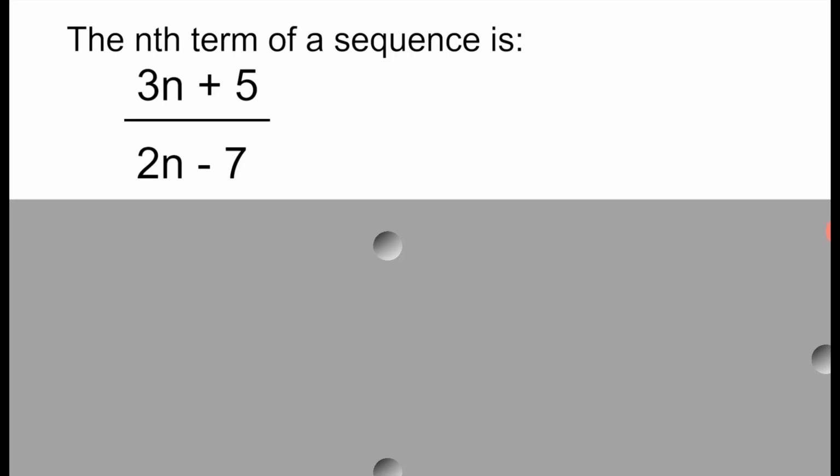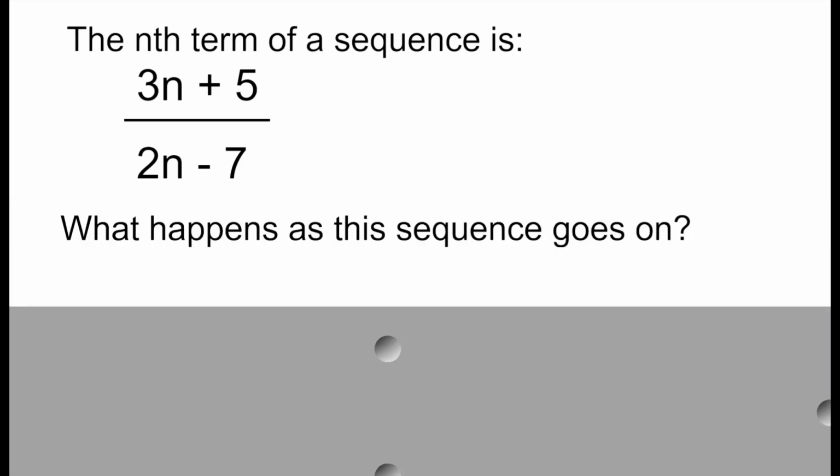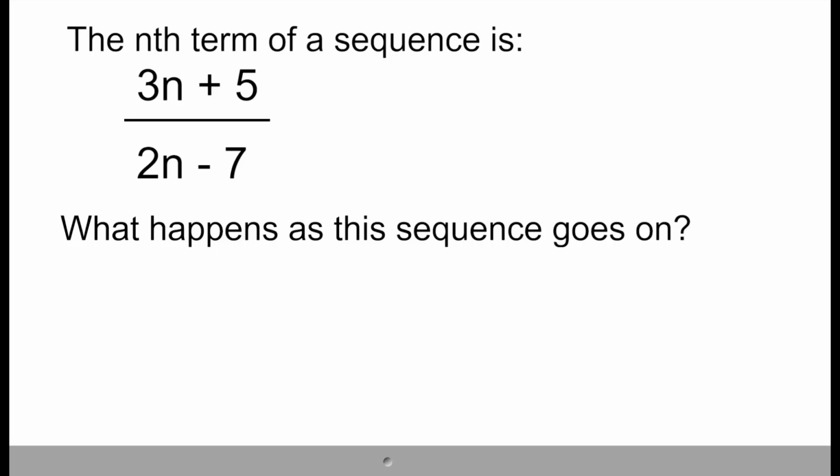So let's now talk about a sequence like this. So we've got an nth term of the sequence. We've got 3n plus 5, all divided by 2n take away 7. And we're going to ask ourselves the same question. What happens as this sequence goes on? So let's just look at the first few.